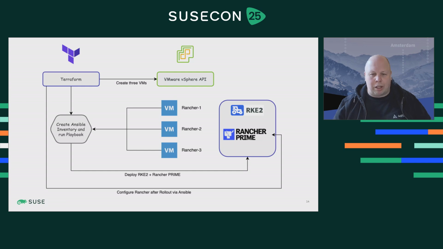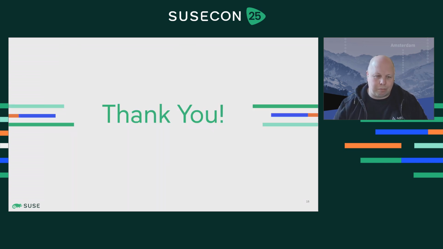And that's the part of how we roll out SUSE Rancher Prime initially to our customers so that they can then start creating their downstream clusters and run their workload on Kubernetes.